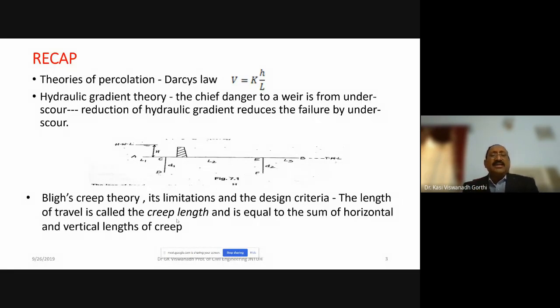Looking at this figure, you will be able to recap many things relating to the creep theories. So you have a weir wall. Weir wall may be having a gate or may not be having a crest gate. This weir wall is resting on a permeable foundation. The length of this foundation is, you can see here, AB is the total floor.